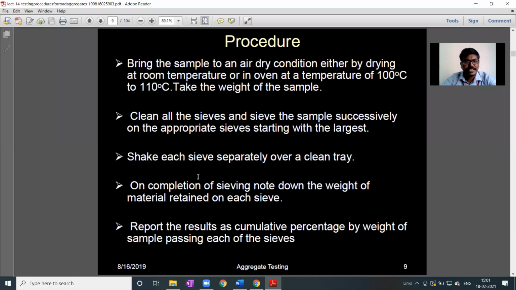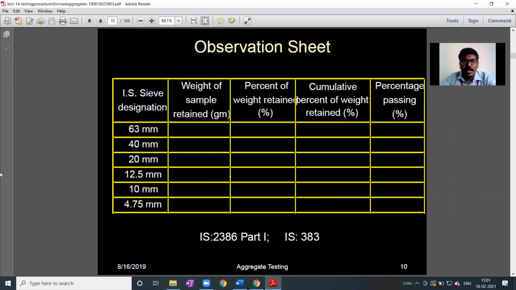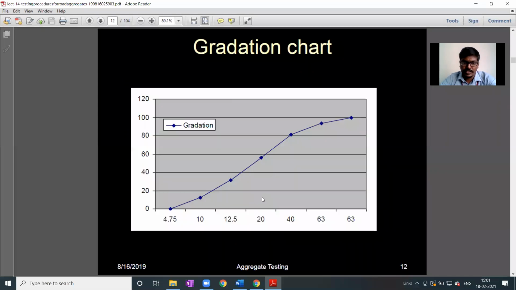The procedure for sieving remains the same as in geotechnical engineering. Take all the required IS sieves, determine the weight of sample retained, percentage of weight retained, cumulative percentage weight retained, and later the percentage passing. Later, plot a grain size distribution curve, that is, sieve sizes along the x-axis versus percentage passing along the y-axis. You'll get an S curve.